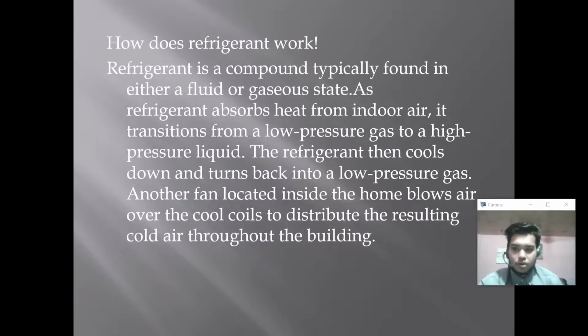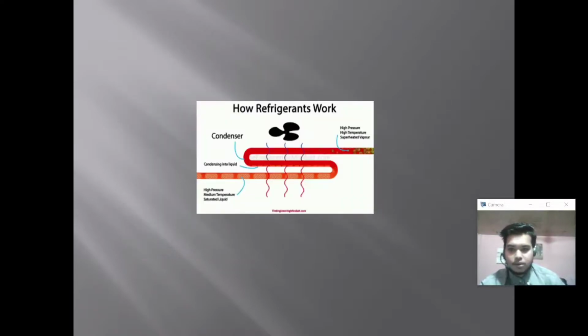Next slide. How does refrigerant work? Refrigerant is a compound typically found in either a fluid or gaseous state. As refrigerant absorbs heat from indoor air, it transitions from a low pressure gas to a higher pressure liquid. The refrigerant then cools down and turns back into a low pressure gas. Another fan located inside the home blows air over the cool coils to distribute the resulting cold air throughout the building.